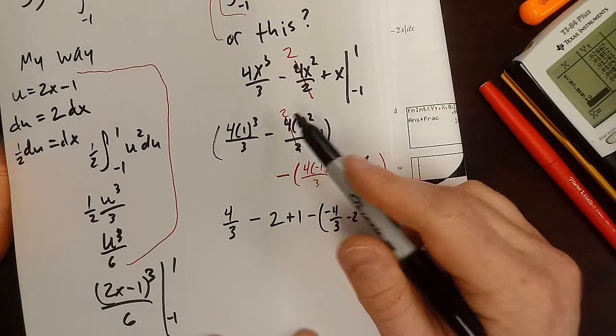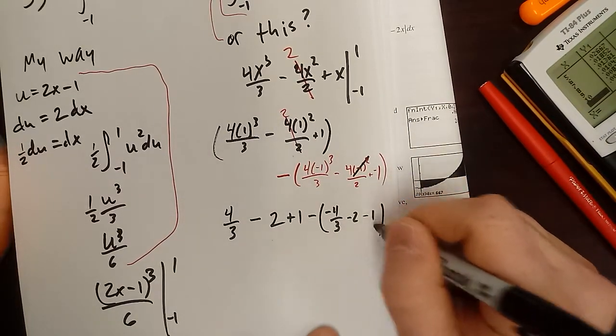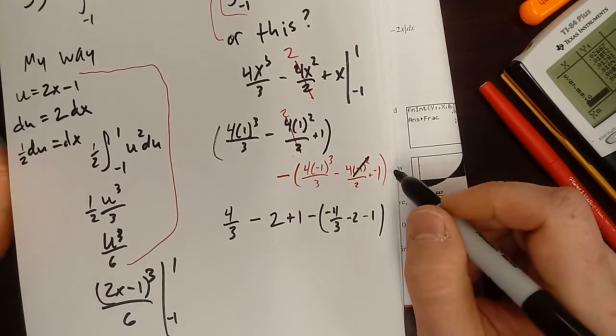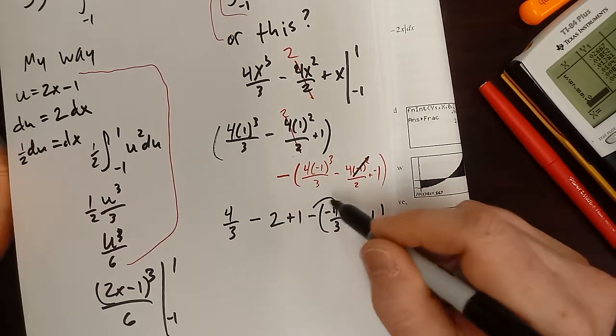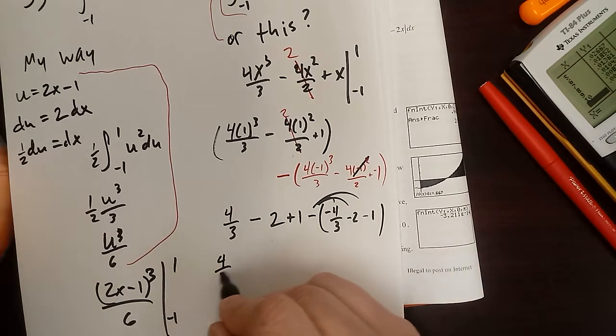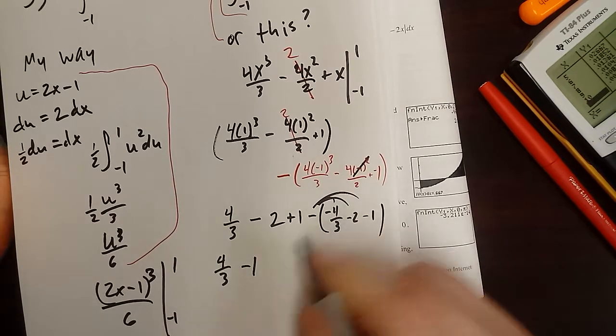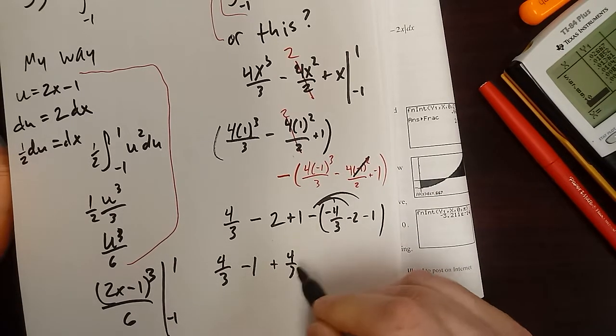I did all that talking about that, and I didn't even do it there. Oh, silly me. And then that's still going to be minus 1. So now I'm going to have to distribute this negative. So I get 4 thirds. Now I can do minus 2 plus 1 and write that as minus 1. And then say plus 4 thirds.